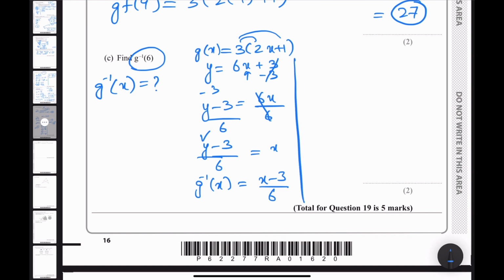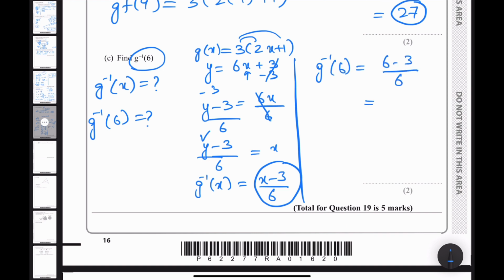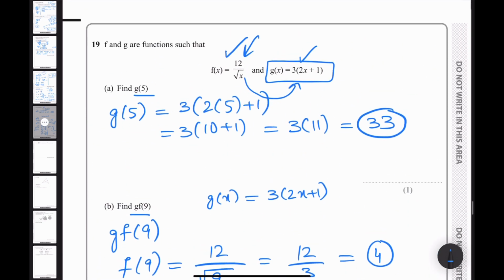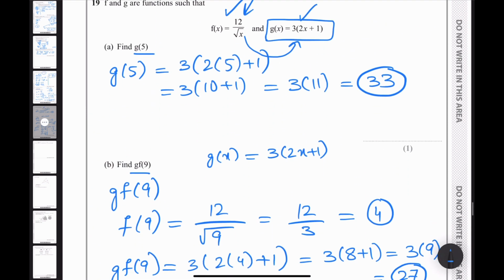Now since we are looking for g inverse of 6, in this function wherever we see x, we'll just substitute 6 into it. So g inverse of 6 will turn into (6 minus 3) over 6. That will be equal to 3 over 6, which will be equal to 1 over 2 or 0.5. So this will be the answer, 0.5. So that's how we will do question number 19.